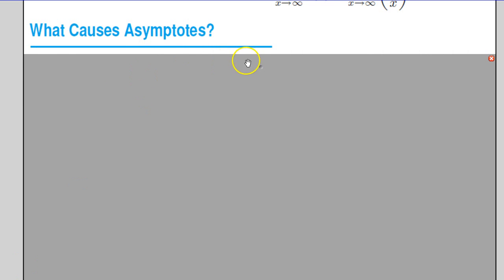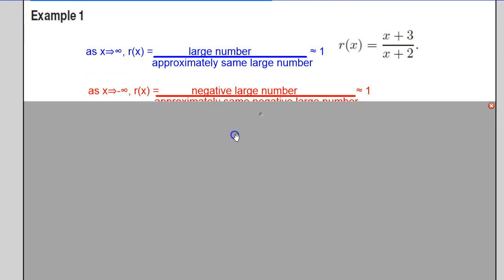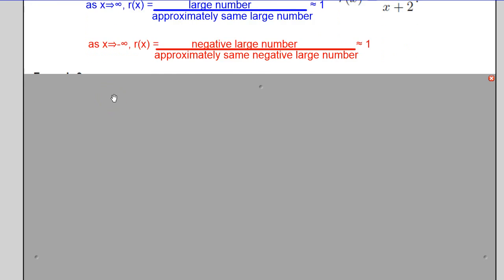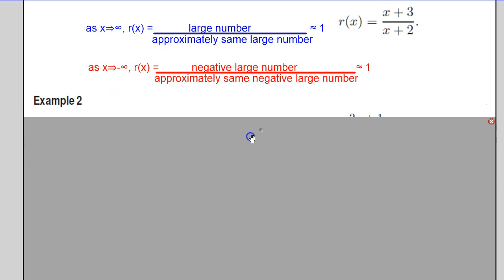The last topic: what causes asymptotes? If we take a look at our first example, the asymptote was y equals 1, and that was because the numerator polynomial and the denominator polynomial were the same degree. So for very large numbers, it was basically the leading term of the numerator divided by the leading term of the denominator, which ended up being close to 1, as you can see, 1x divided by 1x. That same thing occurred when x was very large in the negative sense. You still had a large negative number divided by approximately the same large negative number, and that's why you ended up being close to 1.